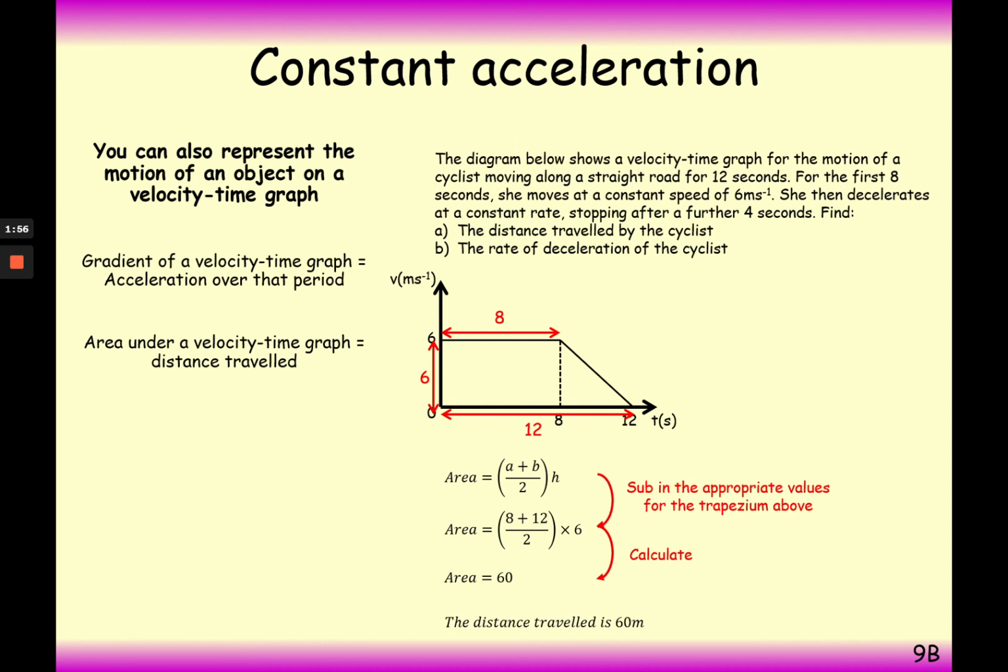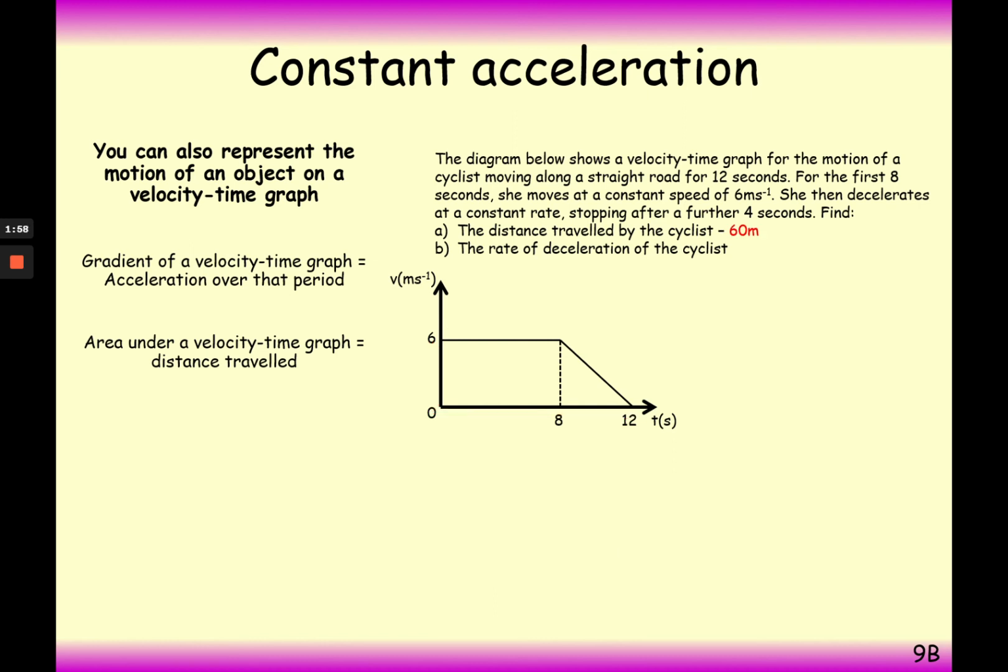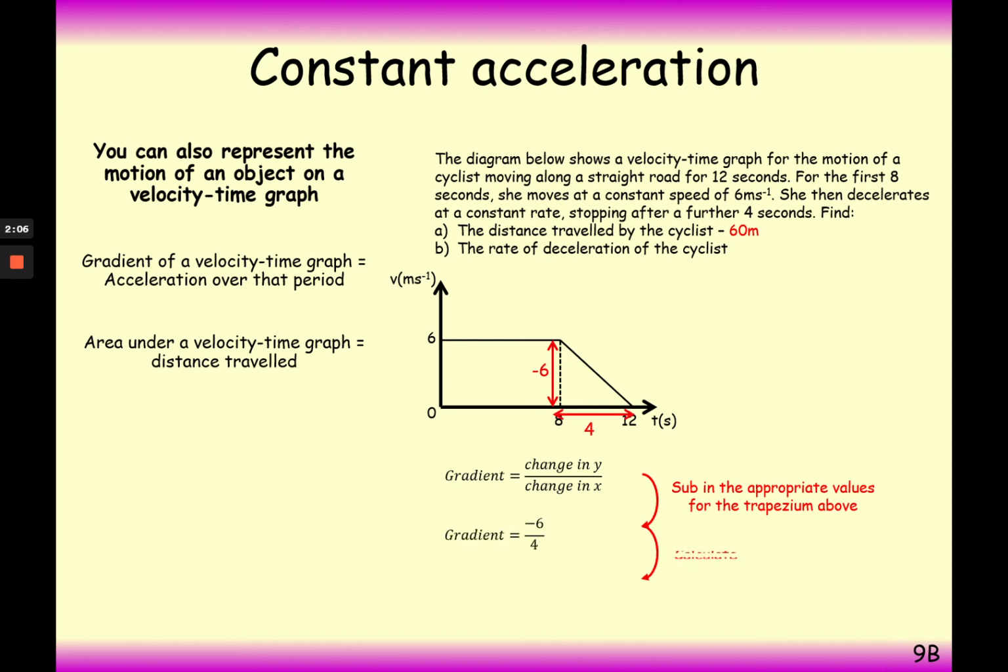And then for part B, the rate of deceleration of the cyclist, we're finding the gradient of the line, so change in y is -6, change in x is 4, so the gradient of the line is -1.5. Now, we've got to be careful about the wording here. It's asking for the rate of deceleration, so we don't need it to be negative, because we've already covered that by saying it's a deceleration. So the deceleration is 1.5 meters per second squared.